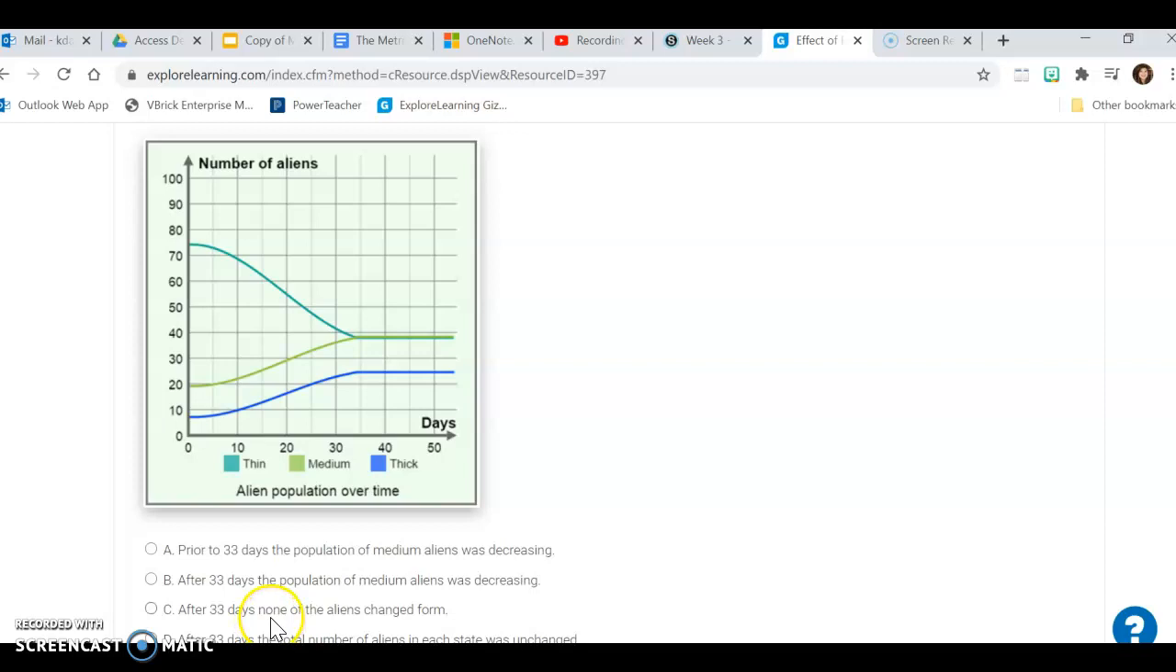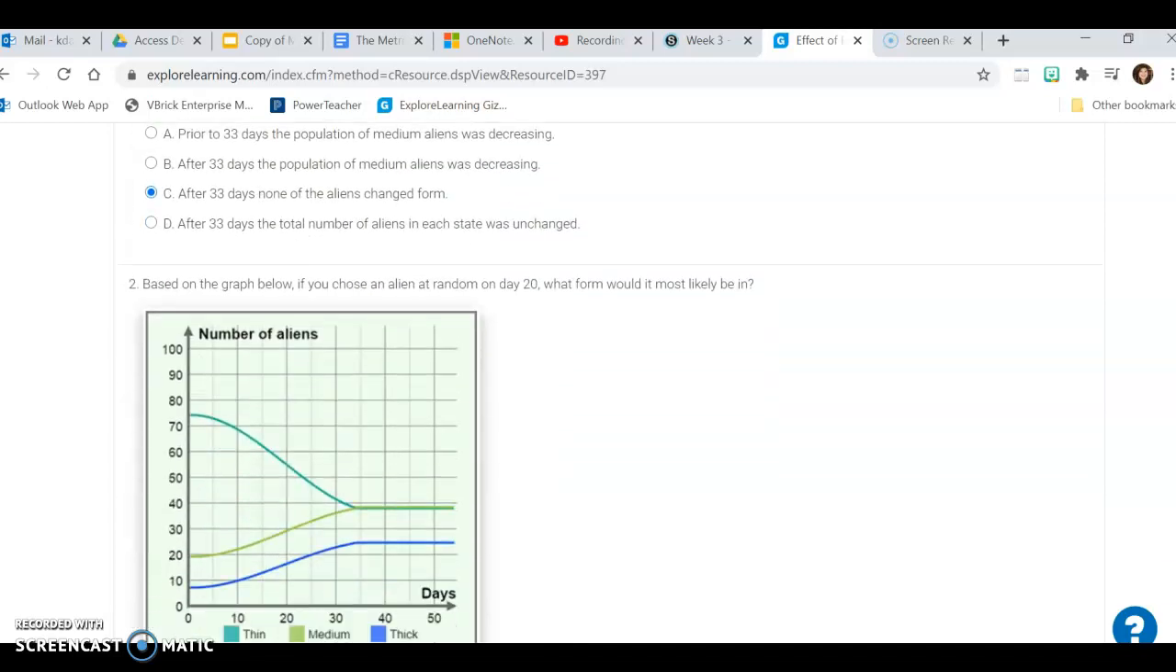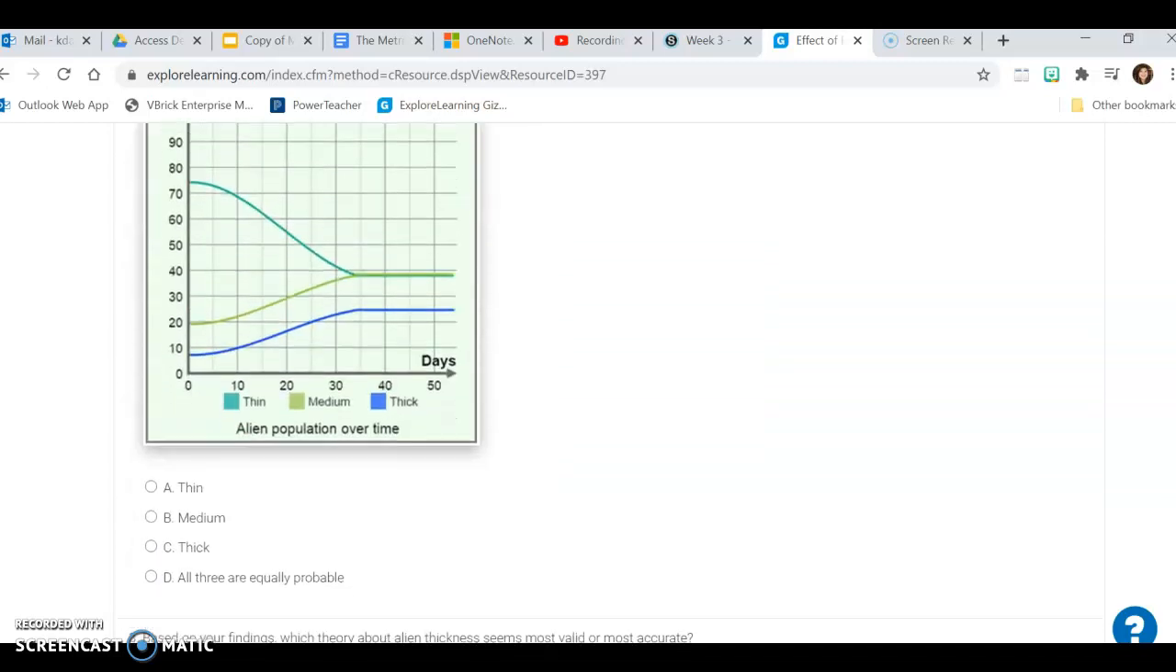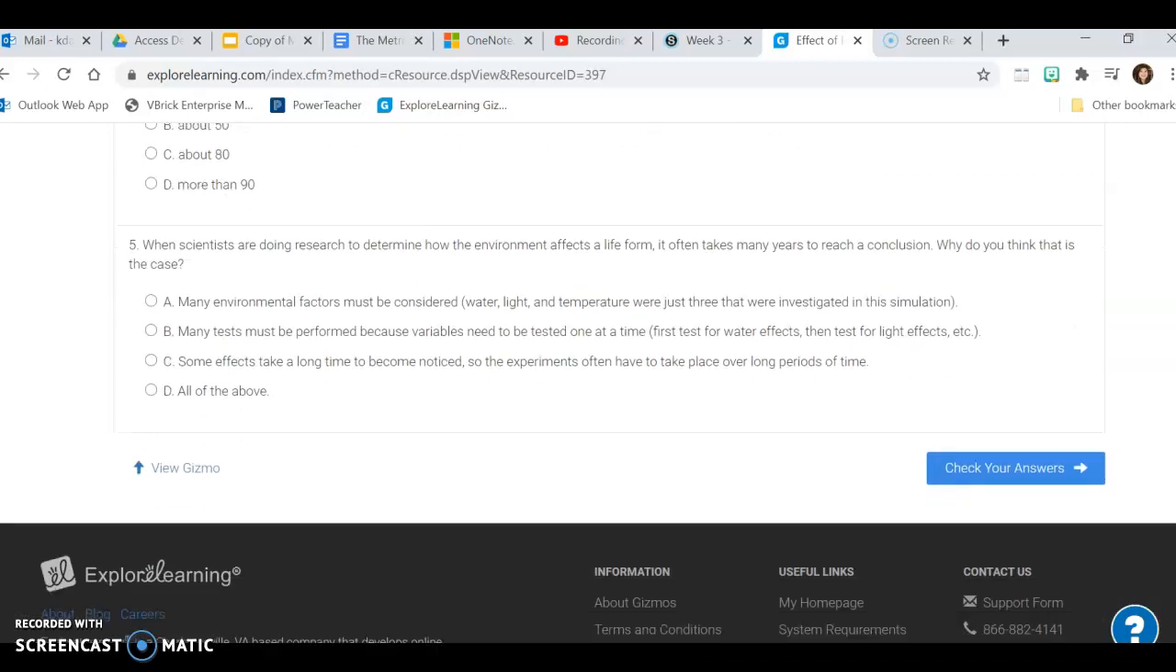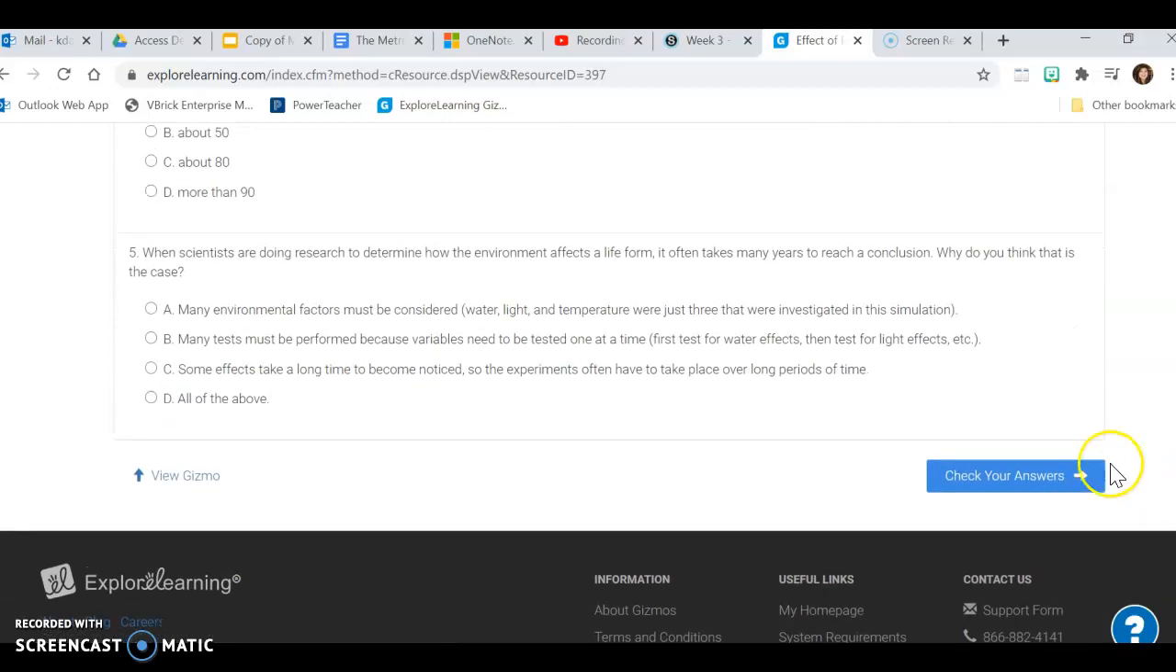After 33 days, none of the aliens changed form. So after 33 days, this is true. Everything was the same, yes? We have flat lines, no slope for any of those data points. So I would go ahead and choose that as my answer and move on to the next question, analyzing this graph. And then it's just 5 questions. You check your answers at the end.